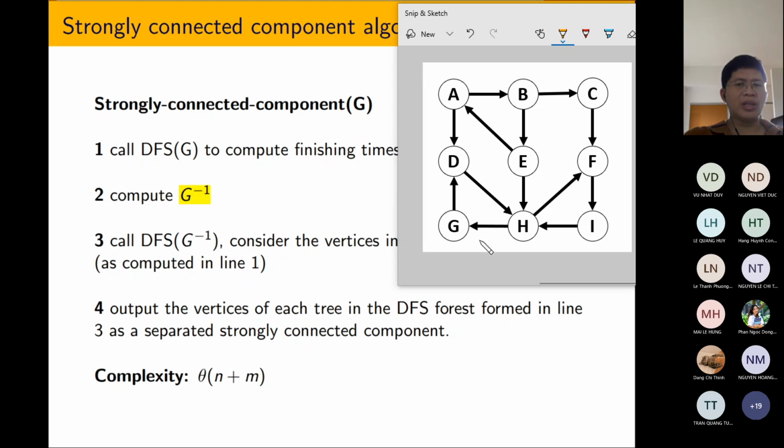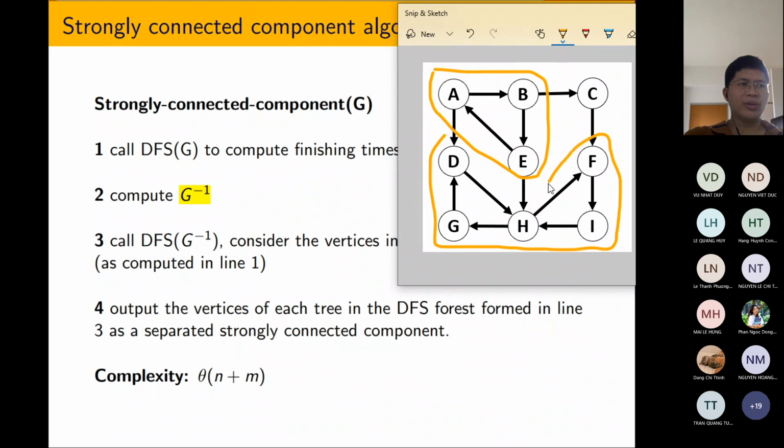Yeah, finally that's the result, right? So we must have it like that. So A, B, E will be one component. This one is another component. Okay, and the others. So we have three components like that.